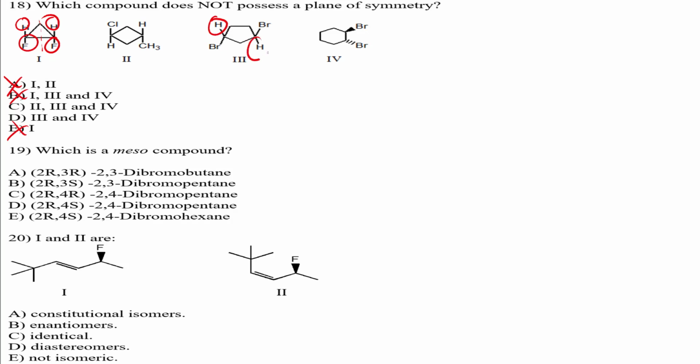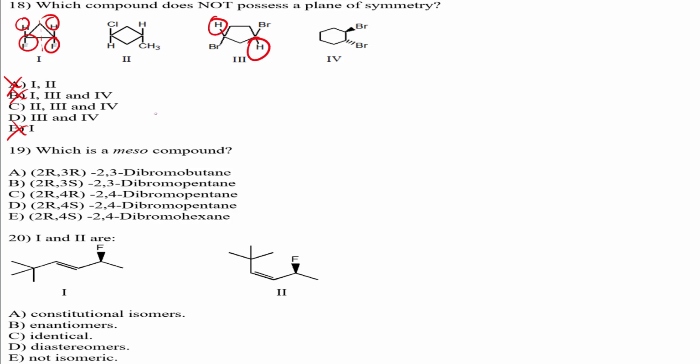You have a hydrogen going upwards, you have a hydrogen going downwards, so that's a wedge, that's a hash. You have a bromine going downwards, that's a hash. And then you have a bromine going upwards, that's a wedge. And so this is not a plane of symmetry. 3 for sure is correct. This one, again, hash is different from a wedge, so that's not symmetrical, so 4 is correct, okay?